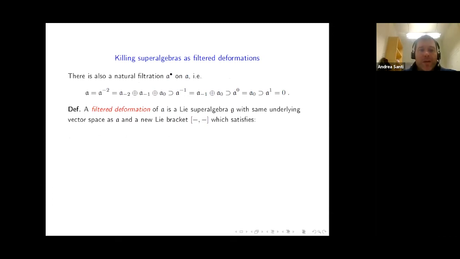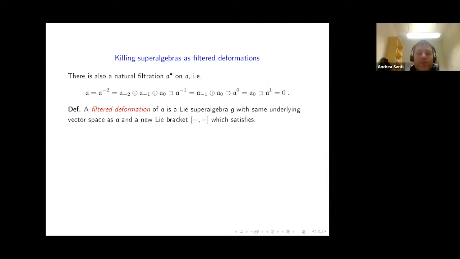So on A, we also have a natural decreasing filtration. A_{-2} is everything. A_{-1}, you have S' and H. And A_0, you only have H. And there's nothing in degree strictly higher than zero. So A_1 vanishes.